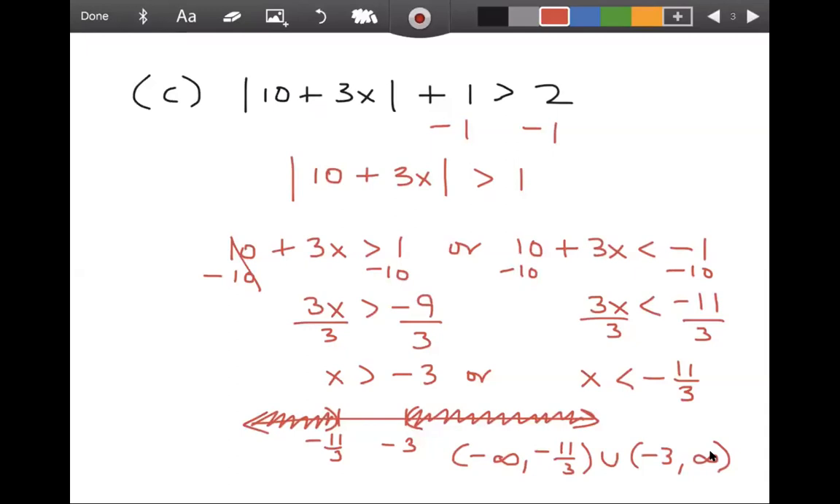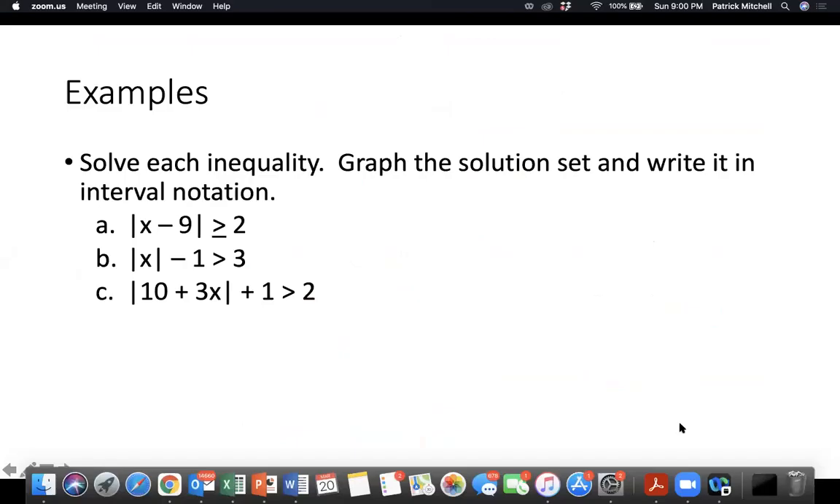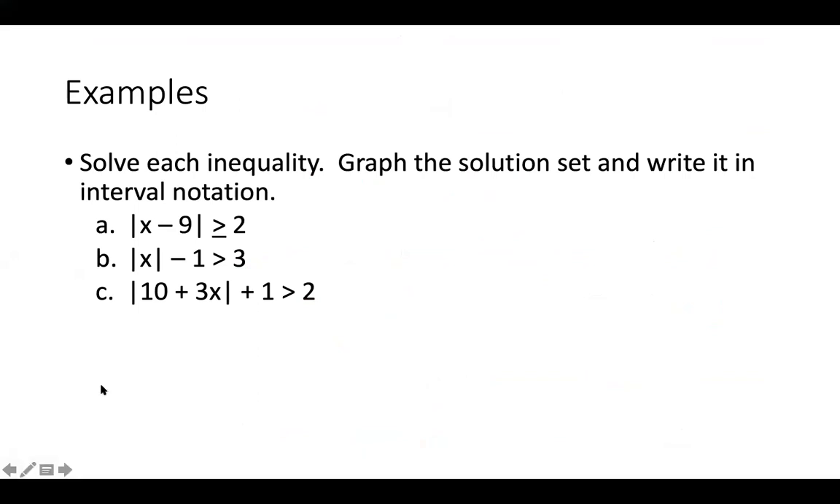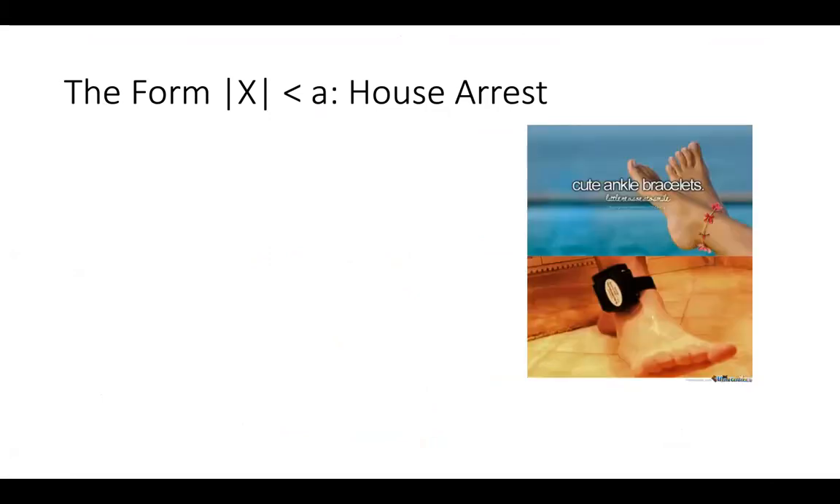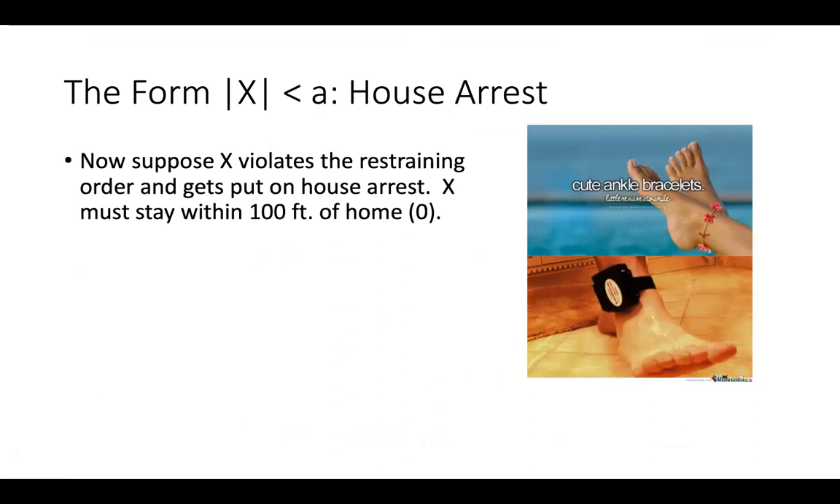All right. So back to the presentation. Let's talk about absolute value of an expression is less than A. All right. So the analogy I came up with for this is house arrest. And here is another silly meme, cute ankle bracelets. Notice the one on the bottom. Okay, suppose X violates the restraining order and gets put on house arrest.